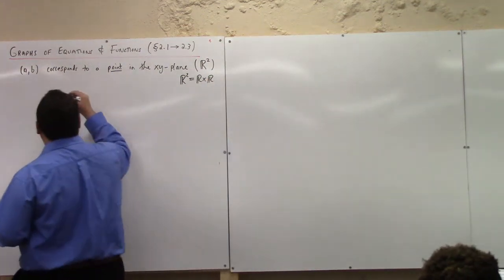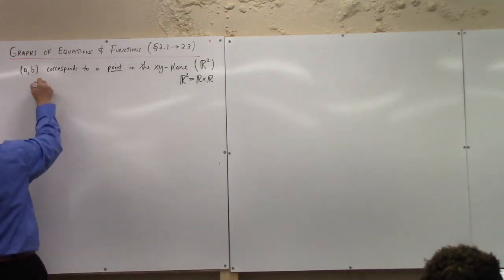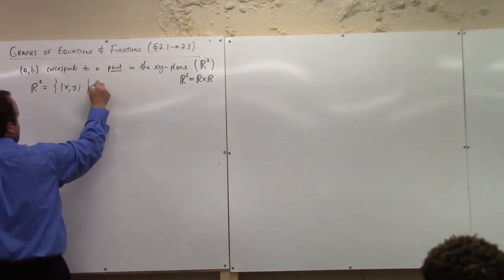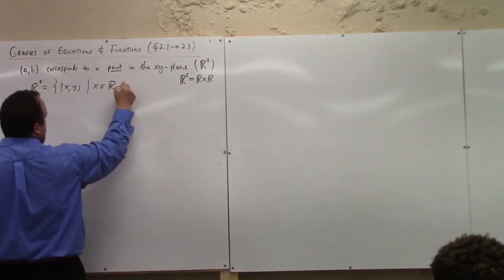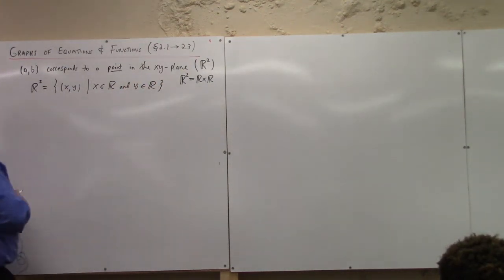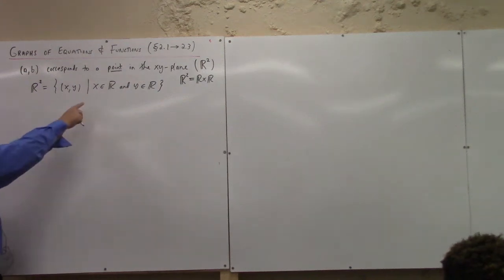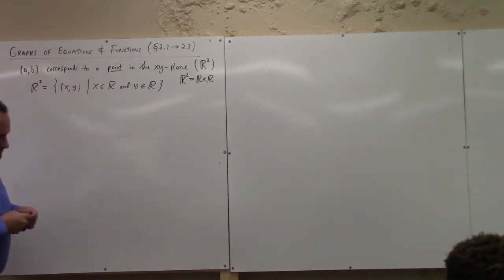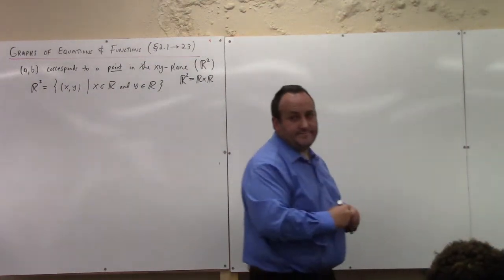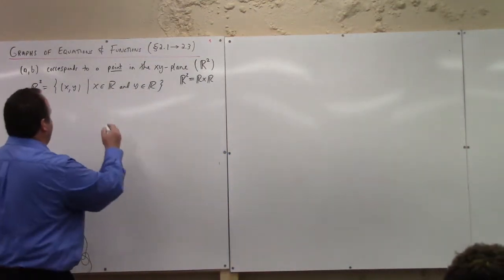Well, R2, it's x comma y, such that x is a real number and y is a real number. Now, I know I'm using some kind of funny symbols. So what's this thing mean? I'll just remind you, this was element of, right?